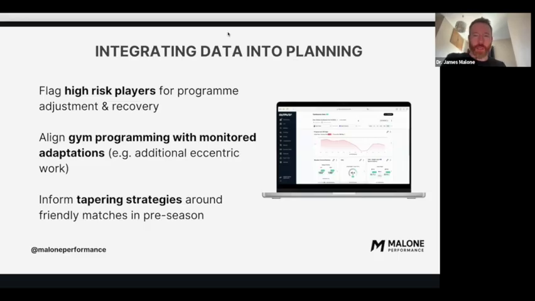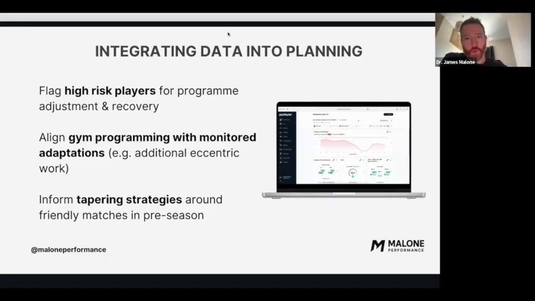So particularly the gym, which is something that we do tend to have more control over, we can monitor those adaptations. If a player is struggling for strength adaptation, maybe we can add in some additional eccentric work for particular exercises. If players are struggling with recovery, we can also then flag those for maybe reduction of load in the gym, or even then obviously on the grass as well when we speak to the coaches.